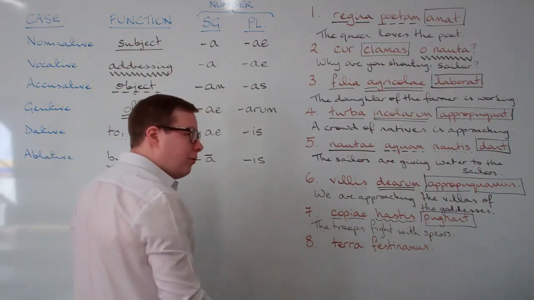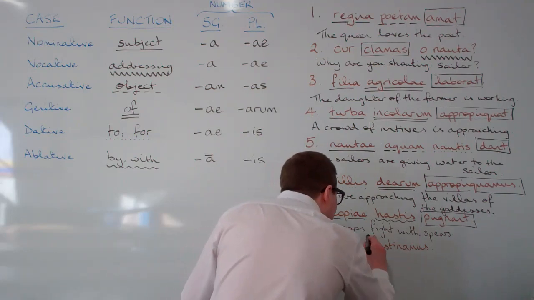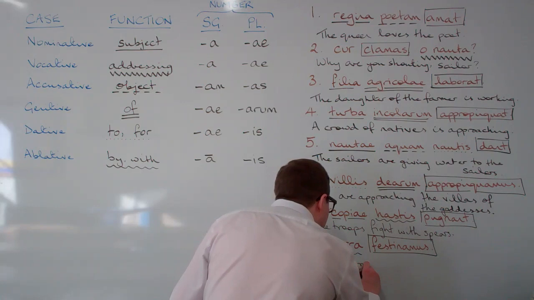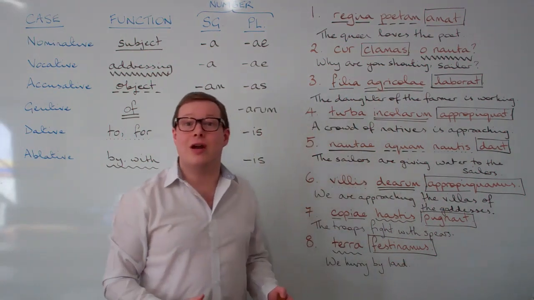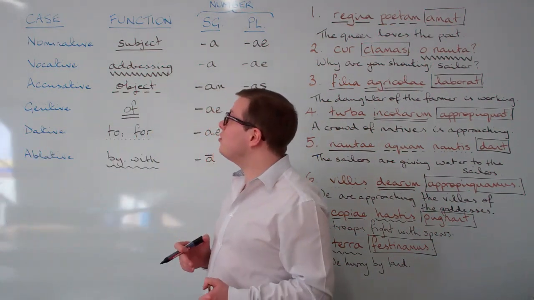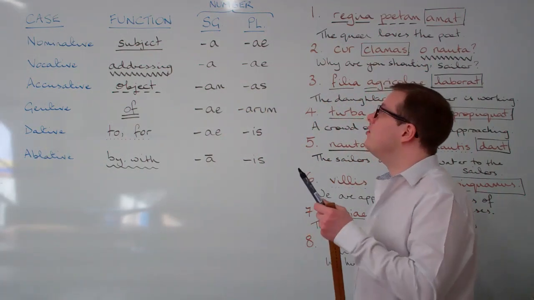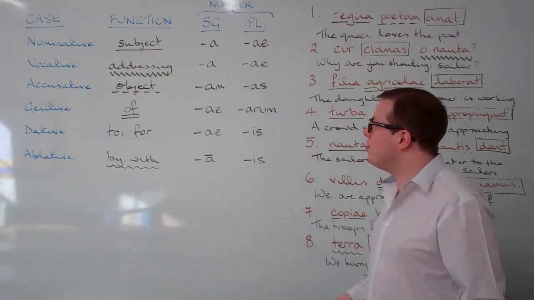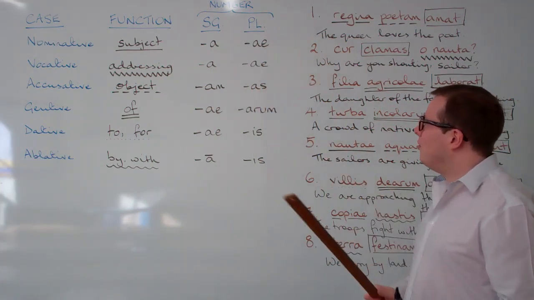And then in number 8, we've got an example of the ablative meaning by. Terra is in the ablative, and festinamus is the verb. Festinamus, we hurry, terra, by land, as opposed to travelling by sea. So there you have it. 6 noun cases: nominative, vocative, accusative, genitive, dative and ablative, with 6 functions: the subject, addressing, the object, of, to or for, by or with, and each of them has 2 endings, one for singular, one for plural.